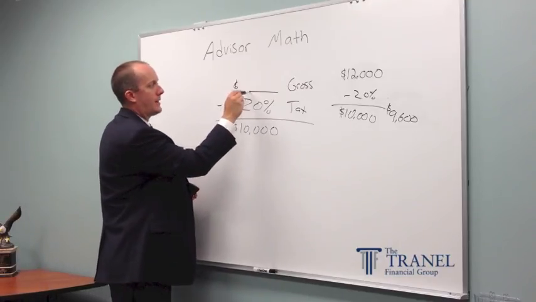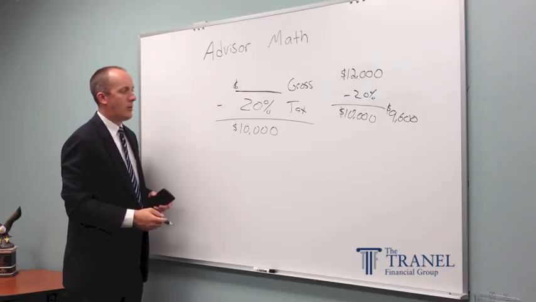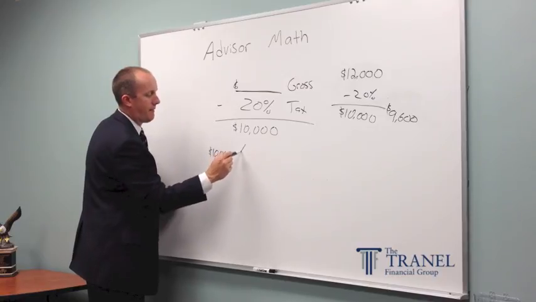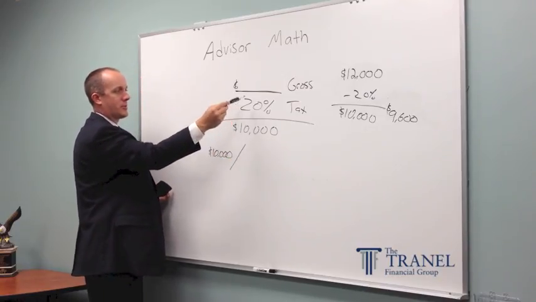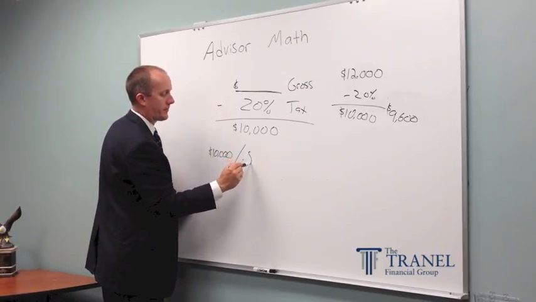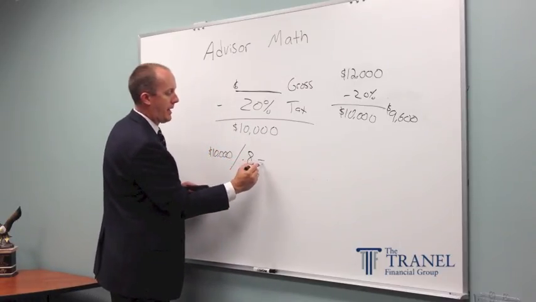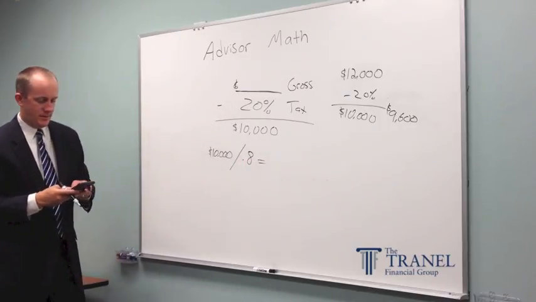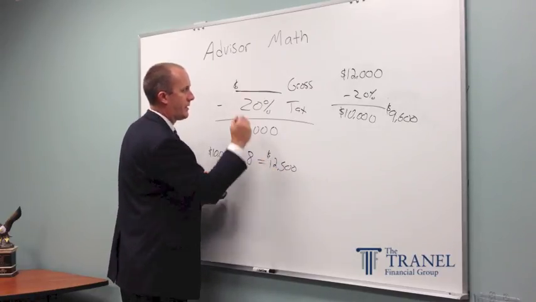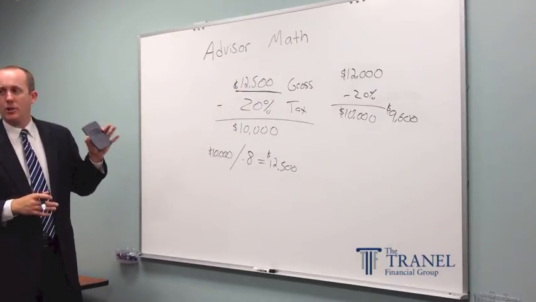We need to figure out what this gross number needs to be in order to net the $10,000. To figure that out, what we need to do is take the net number, 10,000, divided by the inverse of 20%. The inverse is, of course, 0.8, which is 1 minus 0.2. 10,000 divided by 0.8, we're backing out the taxes, is $12,500. So in this example, $12,500 is the gross number.